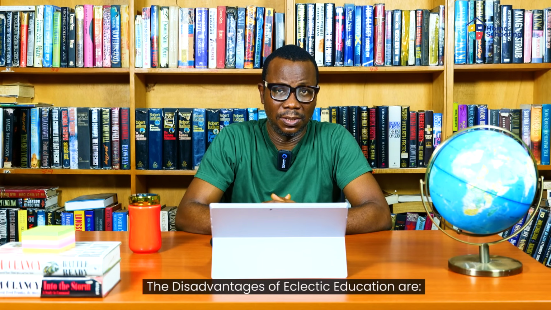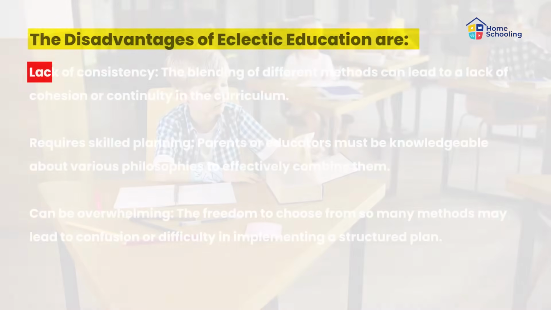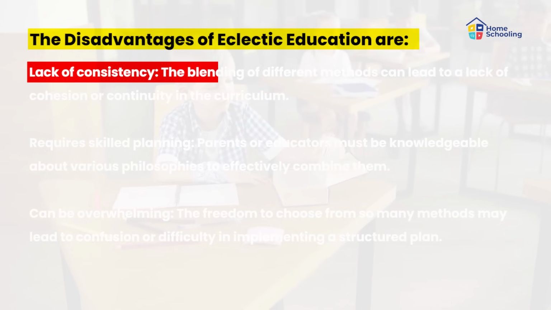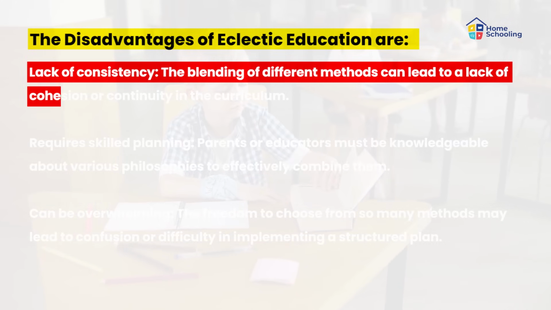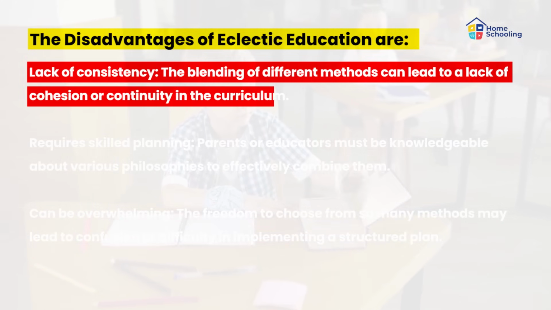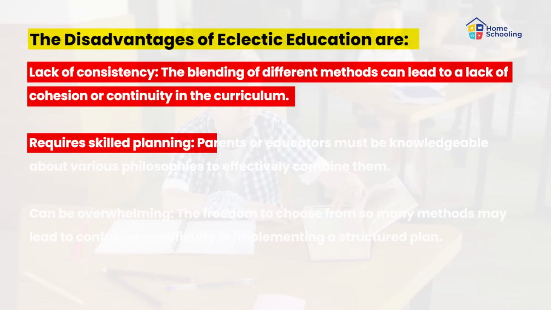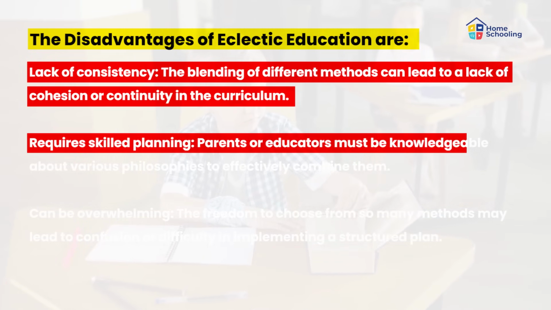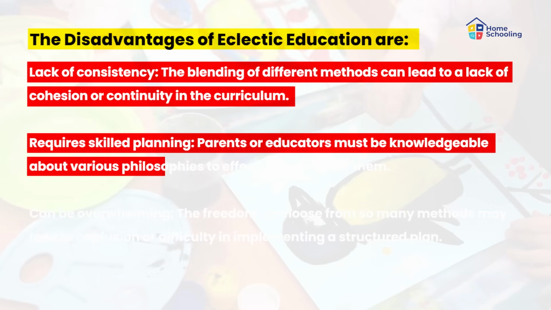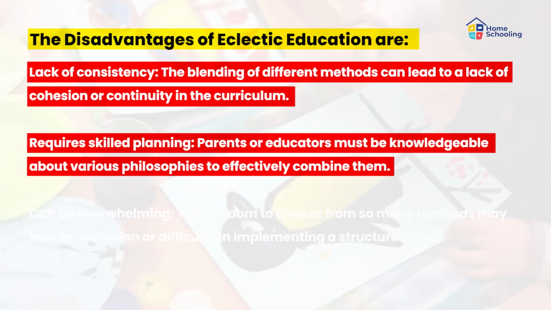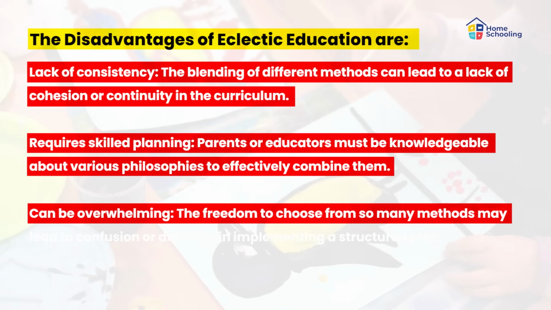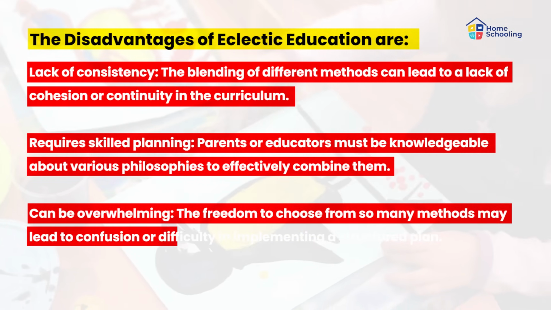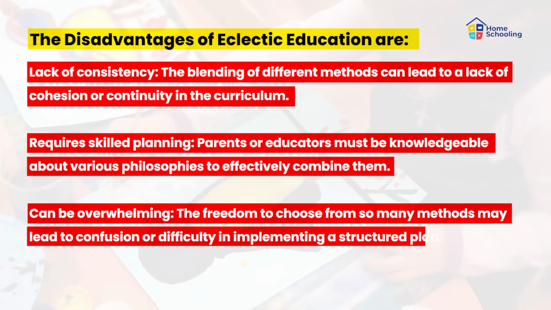The disadvantages of eclectic education are lack of consistency. The blending of different methods can lead to a lack of cohesion or continuity in the curriculum. Required skilled planning. Parents or educators must be knowledgeable about various philosophies to effectively combine them. Can be overwhelming. The freedom to choose from so many methods may lead to confusion or difficulty in implementing a structured plan.